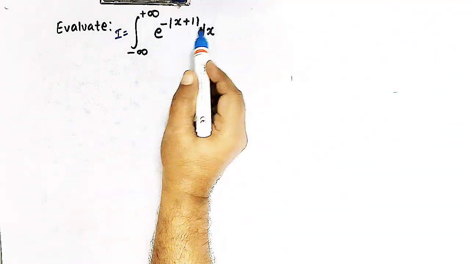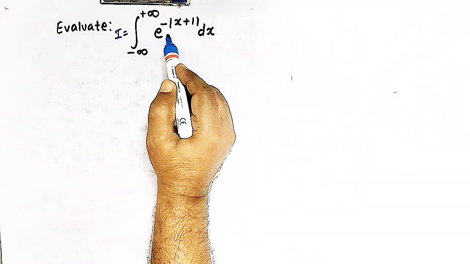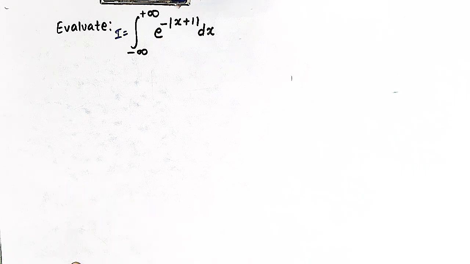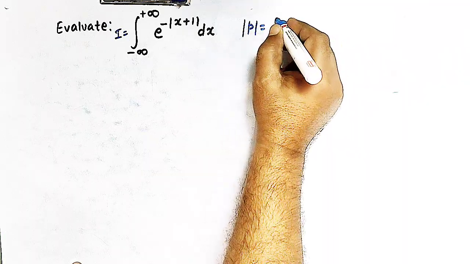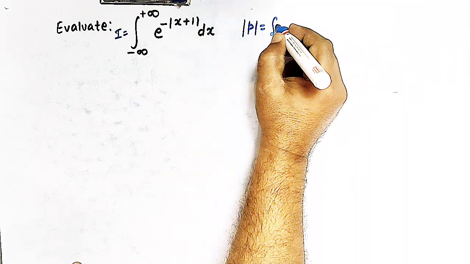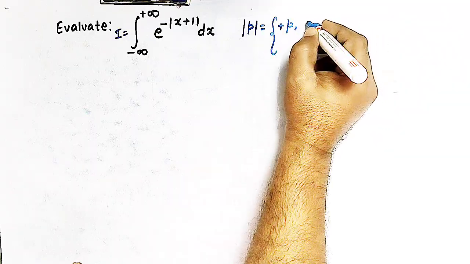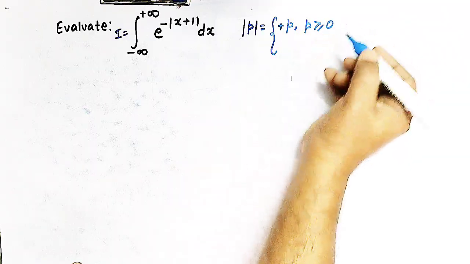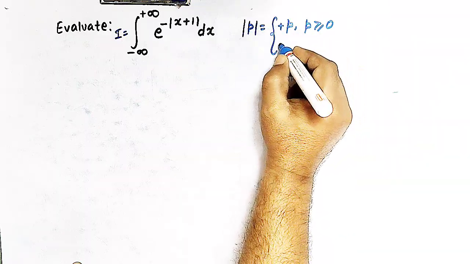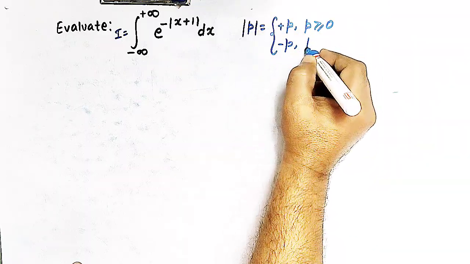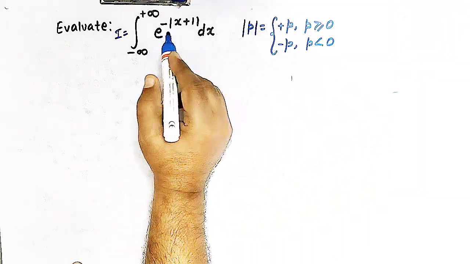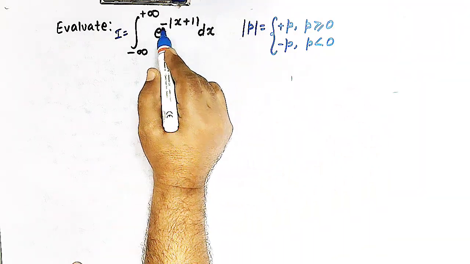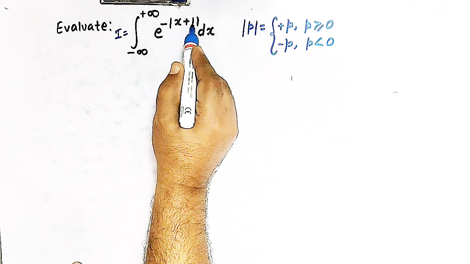So now in order to evaluate this integral, we have to make use of the definition of modulus function, right? So now see, the modulus function is defined like this: mod of p is equal to positive p whenever p is greater than or equal to 0, and mod of p is equal to negative p when p is less than 0, right? So here our integrand is e raised to negative of mod of x plus 1.